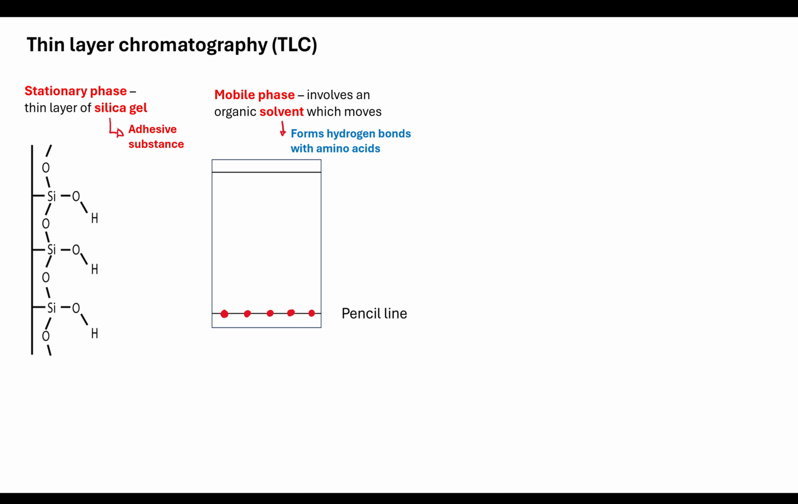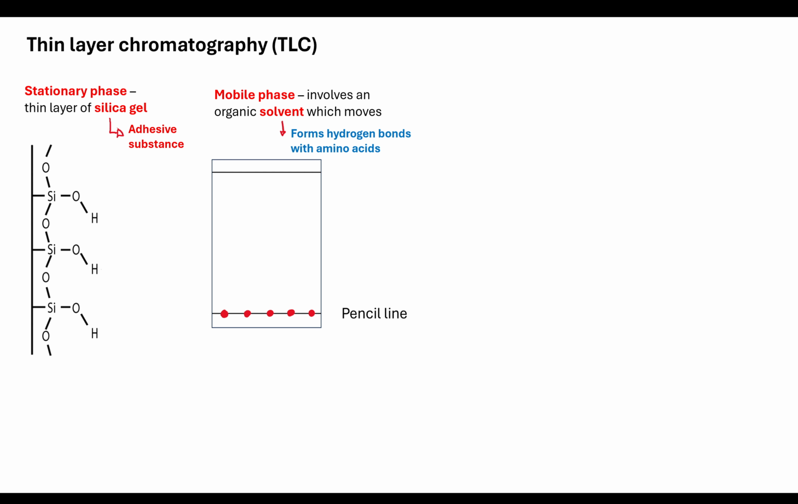Mobile phase is where we have an organic solvent which is able to move up through the thin layer of silica gel, and as it moves up, because it's a solvent, it's able to dissolve substances in it. So it's forming hydrogen bonds. Now, these hydrogen bonds will be with, for example, the amino acids.